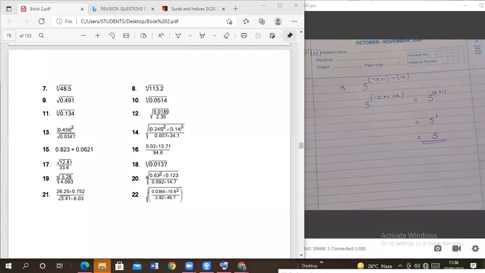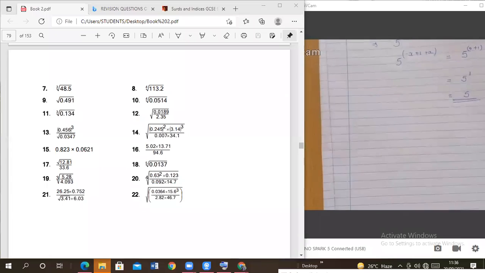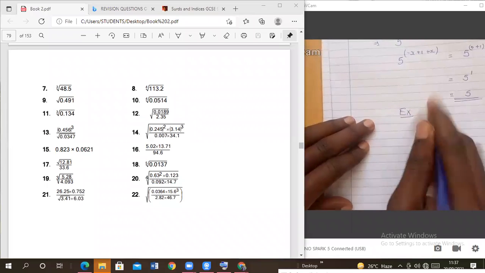Members, have you seen how simple it is? Have you seen that? Yes, teacher. Members, this is your trial. Work out these ones, okay? Exercise.